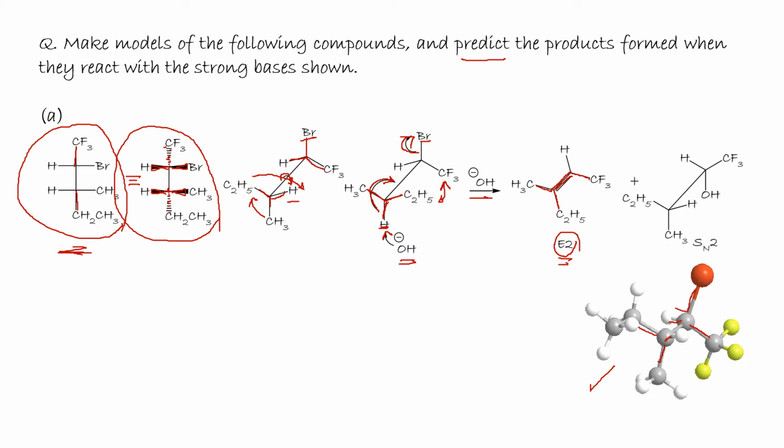On the other hand, since this one is a secondary alkyl halide, we also expect a competing SN2 reaction from the back side of the Br, right? So the OH will be down and CF3 will be right and H will be left, and that is the SN2 product. Pretty easy, right? Okay.